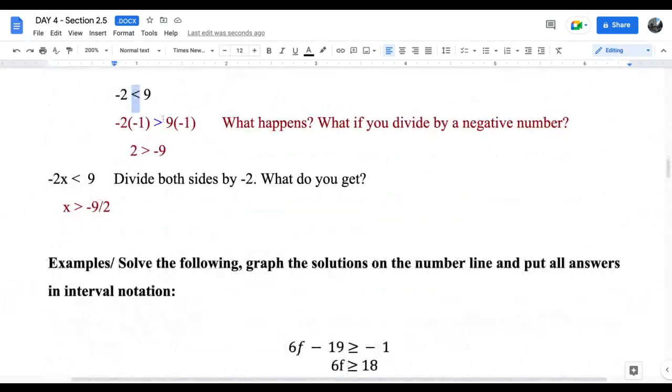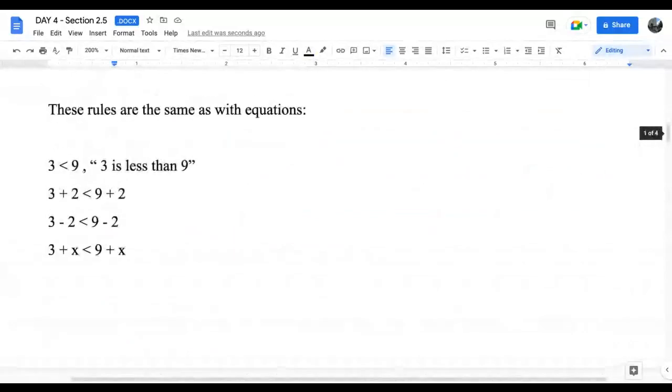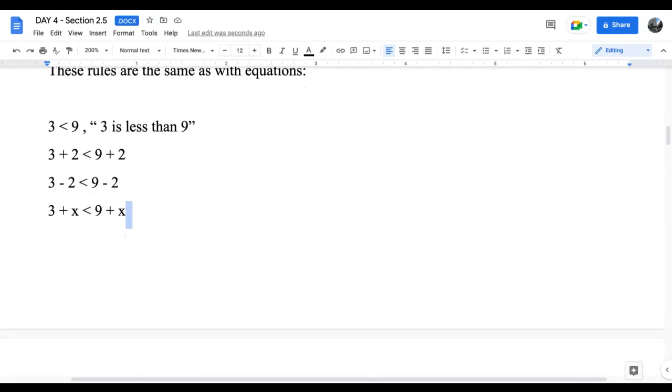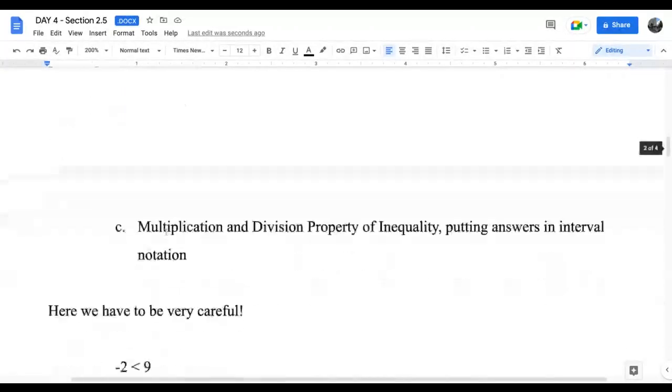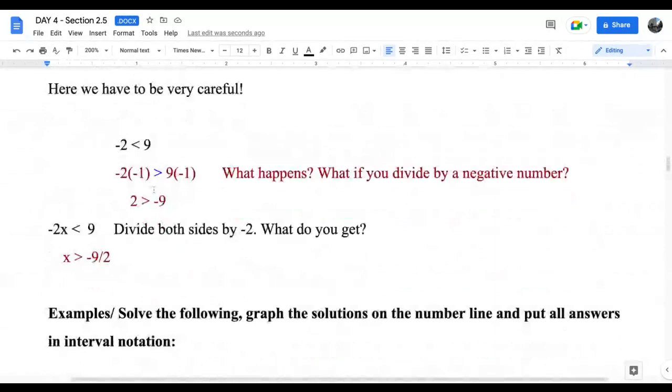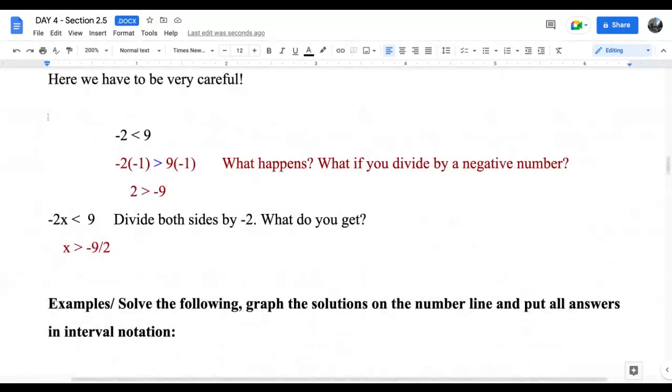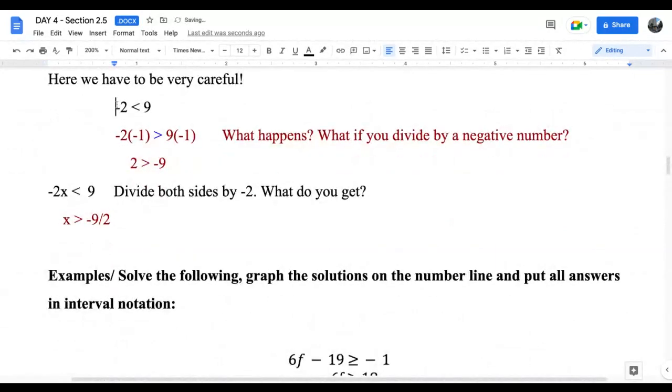So that's less than, this is greater than. Okay, with inequalities, we can add numbers on both sides. We can subtract numbers on both sides, all right? And that's the same for adding and subtraction, it's the same as equations. But it's different when we multiply by a negative number. If we multiply both sides by a positive number, that's okay.